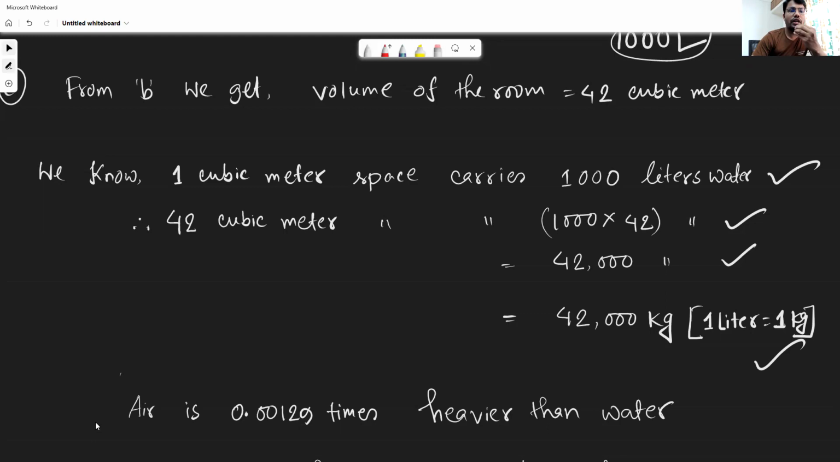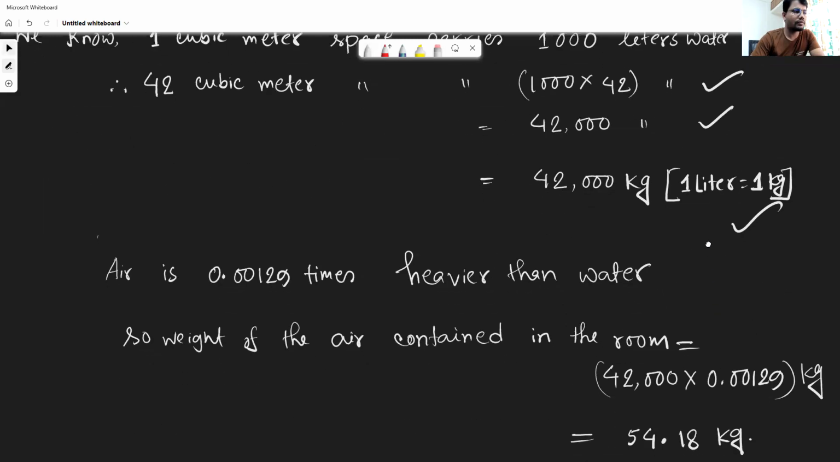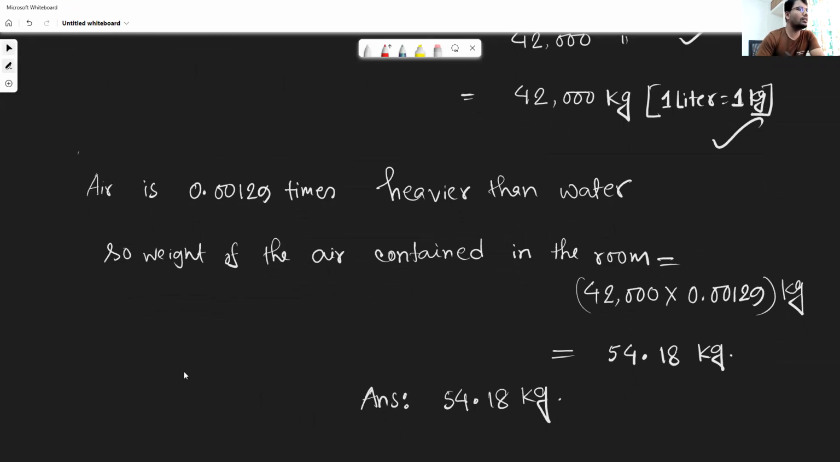So now the requirement is to find the weight of the air inside the room. So now we have to know the relation. The air is 0.00129 times heavier than water. In the practice sheet, unfortunately, this information is given here.